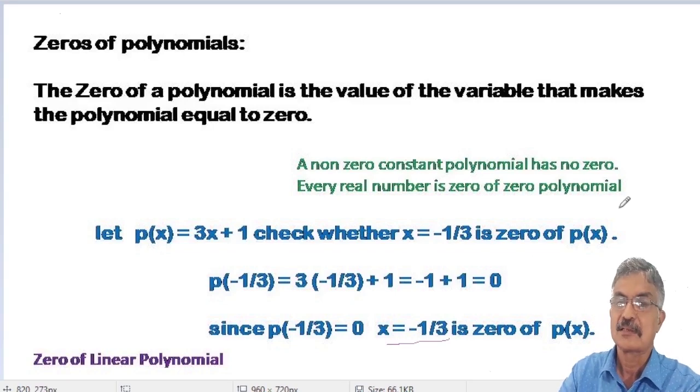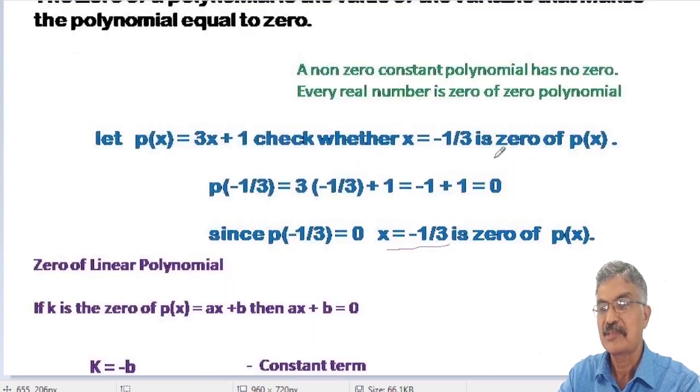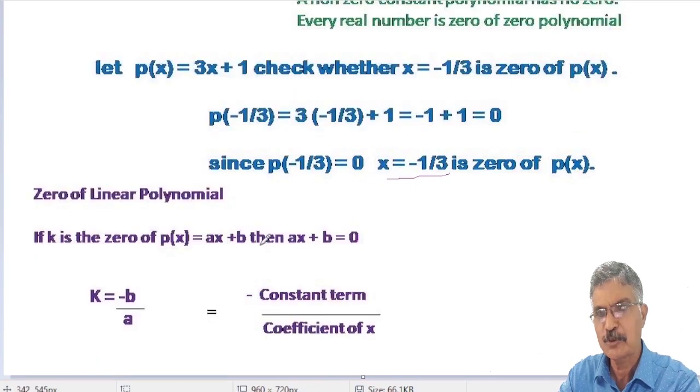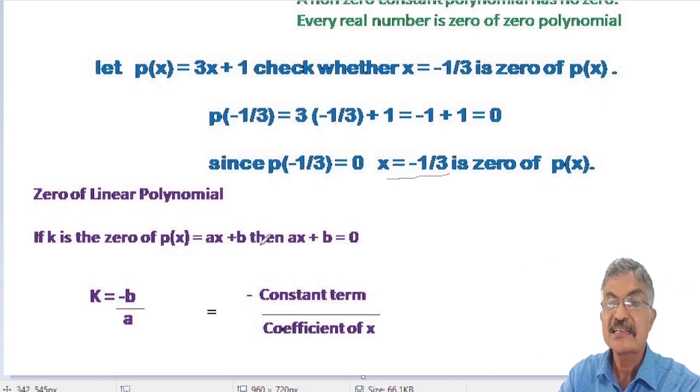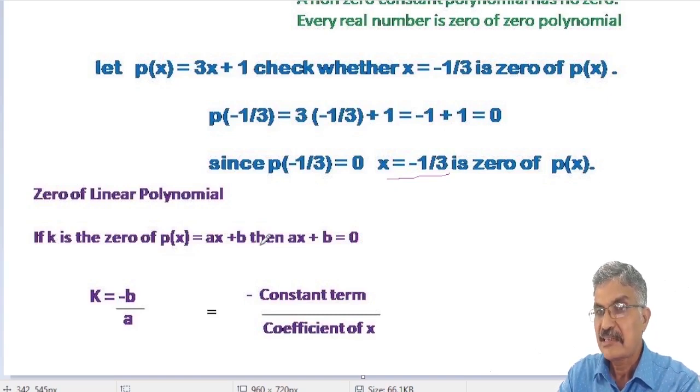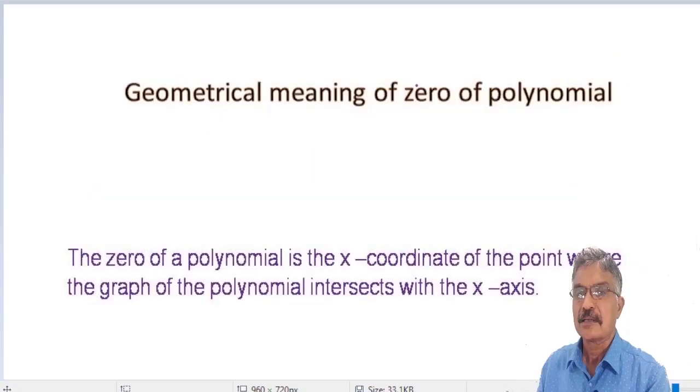Then the zero of a linear polynomial. The general form of the linear polynomial is ax + b. How to find the zero of a linear polynomial or any other polynomial? Equate that polynomial to 0 and do the necessary arithmetic to find the value of x. Then we will get x equal to minus b by a. Here we assume k is the zero of p(x). So k equal to minus b by a. Here b is the constant term of the polynomial and a is the coefficient of x.